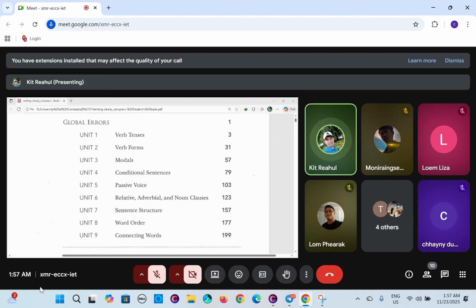After the modal, we use the base form of the main verb, and we use the modal to add meaning to the main verb. We don't use the modal to create the tenses or to make the tenses.